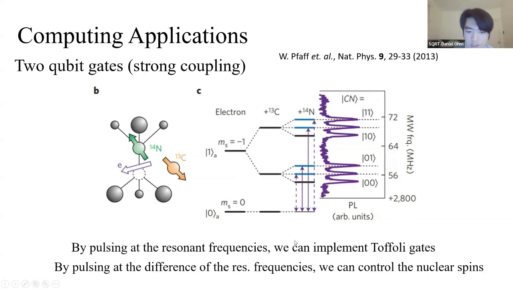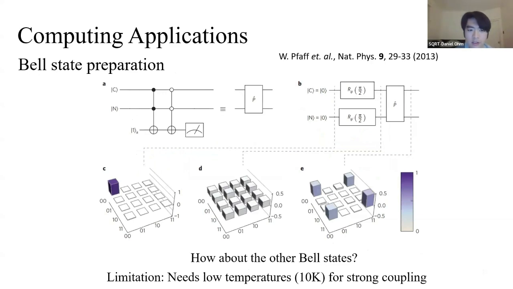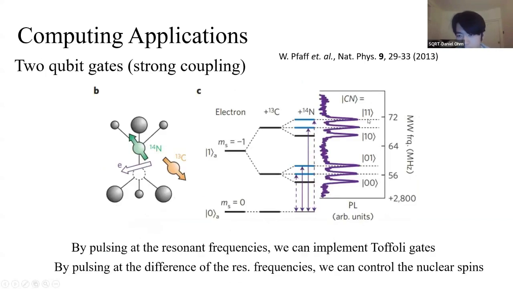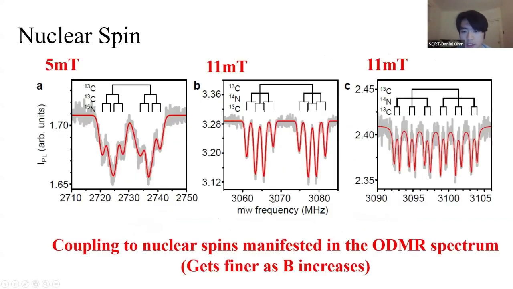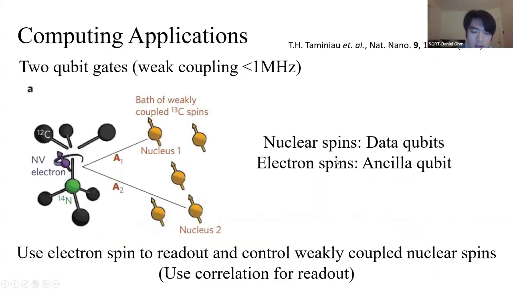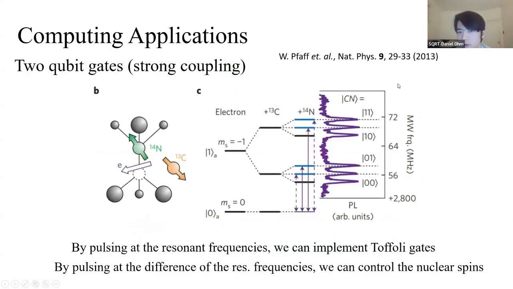So by pulsing out the differences of the resonant frequencies, we can actually control the nuclear spins. And so the authors right here use this to do Bell state preparation in this paper. So by applying microwaves at these frequencies, you can implement these Toffoli gates and create Bell states. So what I said earlier, you need very low temperatures in order to see these. So this is the limitation. And this is what's called a strong coupling.